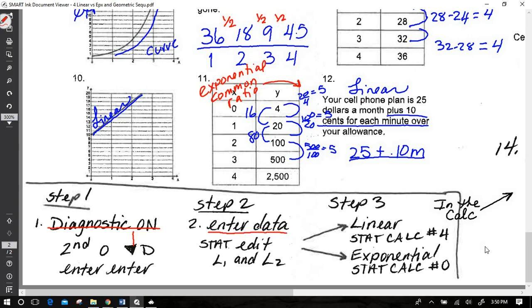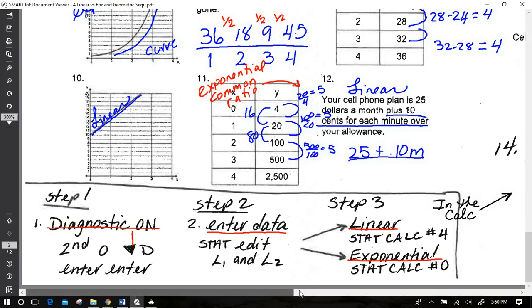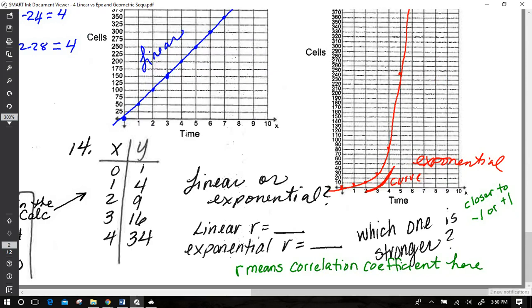So we go to stat edit and we type that in L1 and L2. And then step number 3, before we used to do stat calc 4 for a linear function. Now today we are going to be doing stat calc 0 for an exponential function. All right, and so we are going to follow these steps in answering this question.